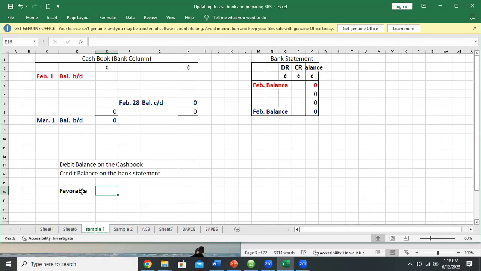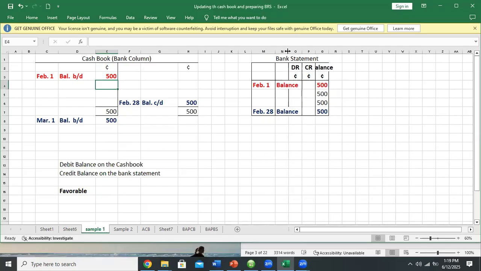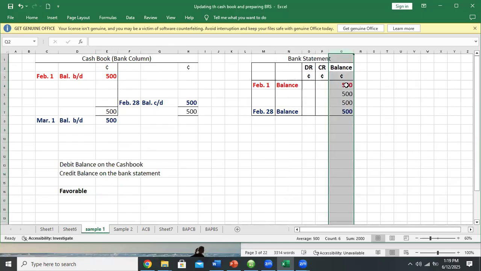Okay, good. So let me put in figures here. Let's say we have on 1st February, we have 500 Ghana cedis in our account. What it means is that on our bank statement, as I have automatically made the formulas here, you see that automatically our bank balance would also be what? 500 Ghana cedis positive, right? Good.